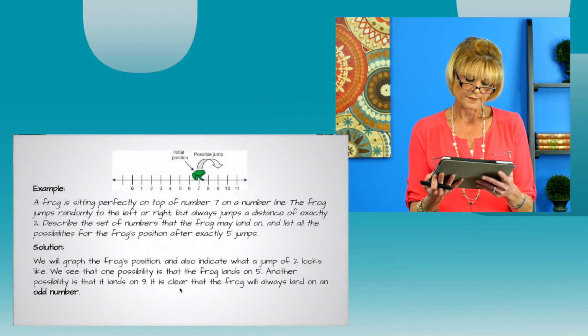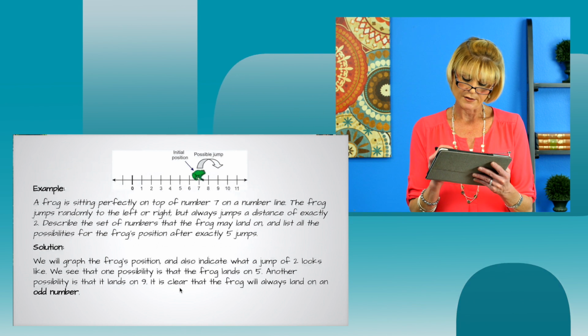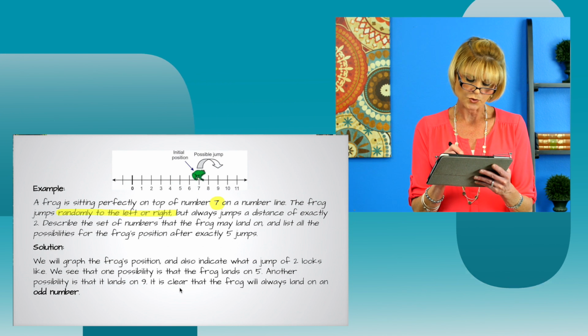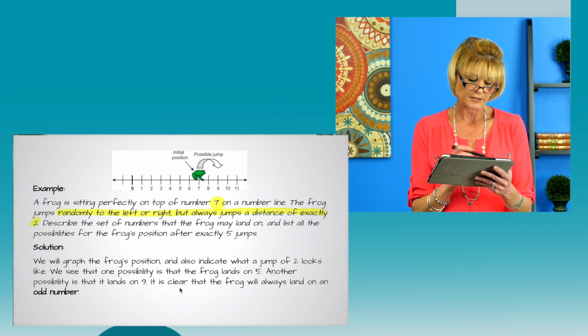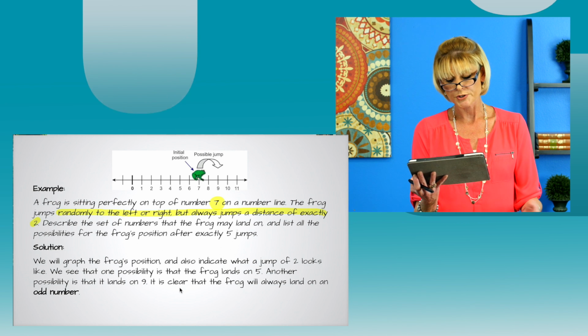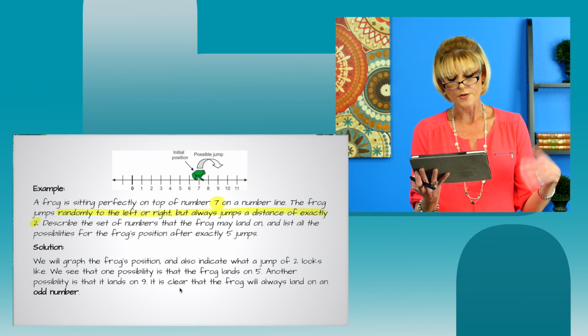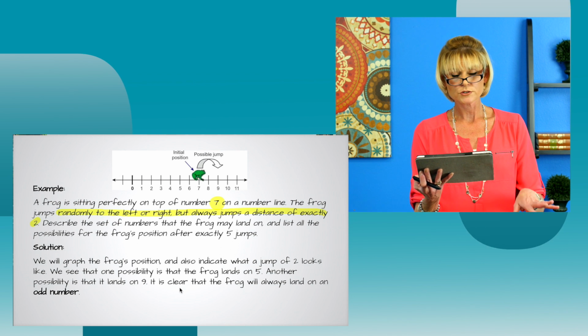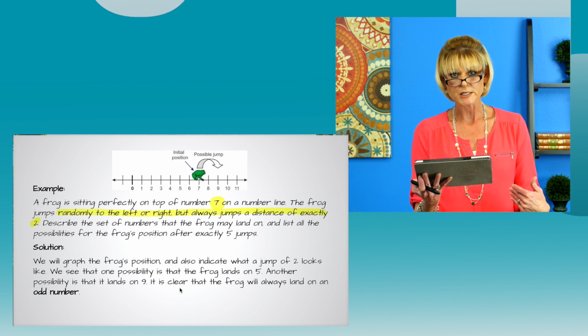Take a look at this little frog. He's sitting perfectly on top of number 7 on a number line. The frog jumps randomly to the left or to the right, but always jumps a distance of exactly 2. Describe the set of numbers that the frog may land on and list all the possibilities for the frog's position after exactly 5 jumps.